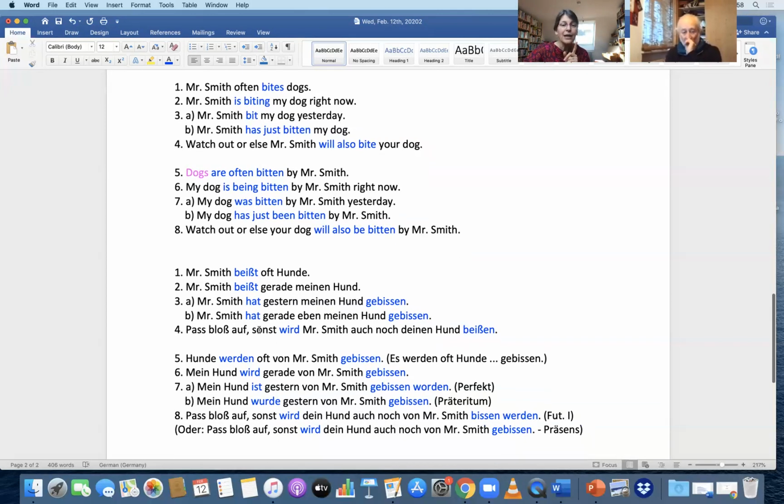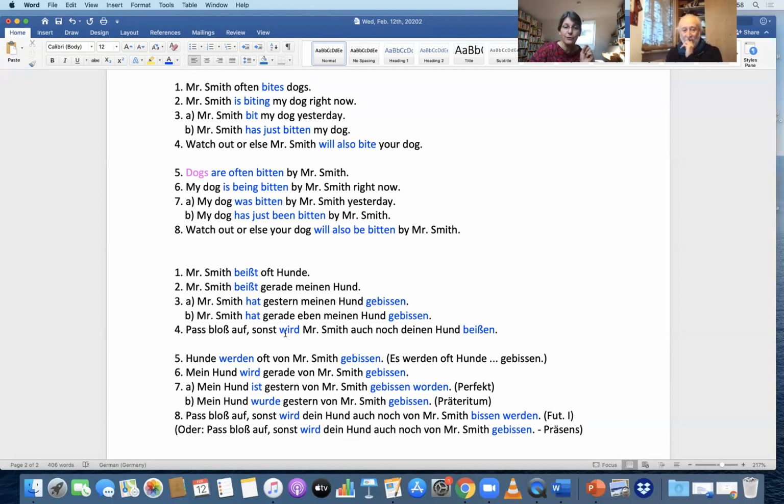Okay, pass bloß auf, sonst wird Mr. Smith auch noch deinen Hund beißen. Of course, here I could also say in German, pass auf, sonst beißt er auch noch deinen Hund. I can use the simple present to talk about the future in German. I simply stick an adverbial or some kind of other evidence of future time into the sentence and then I'm good to go. Also, morgen gehe ich einkaufen oder morgen werde ich einkaufen gehen. I often use the simple present plus a future tense adverbial. Morgen mache ich das. In English, you can absolutely not do that. That's very difficult for German learners.